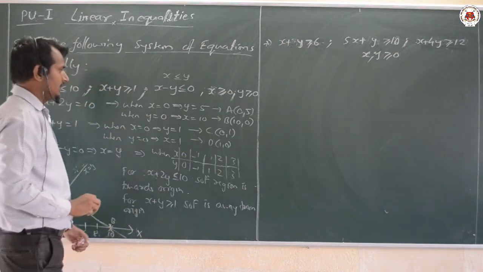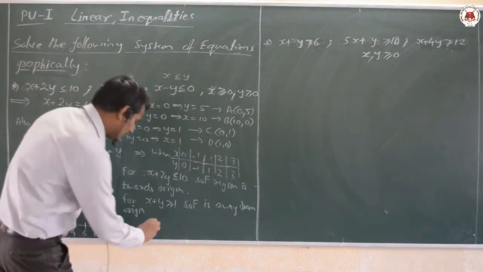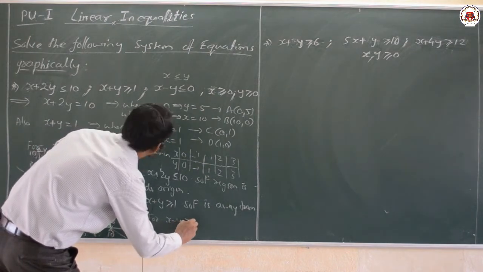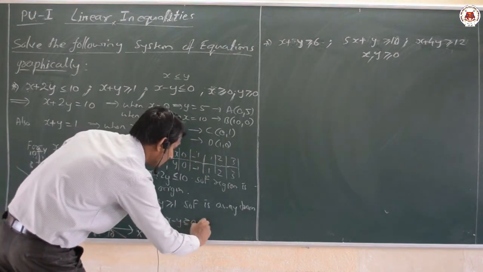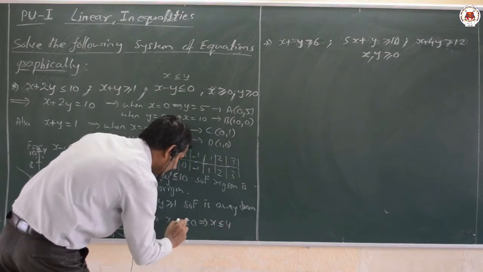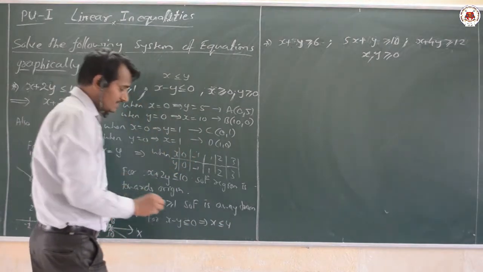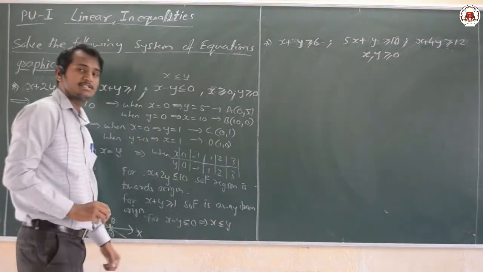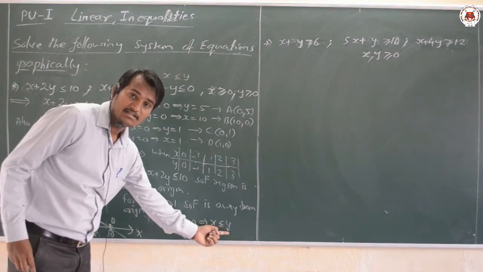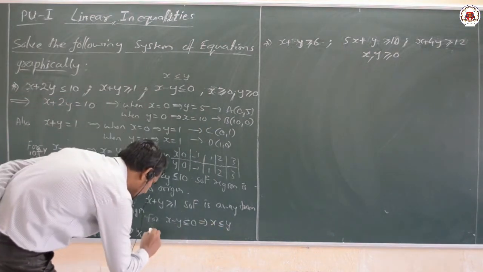Okay, the one thing. Then the last one comes is x minus y. For x minus y less than or equal to 0, that implies x is less than or equal to y. If x is less than or equal to y, what happens here? Here we can observe which is larger? Y is larger. Therefore, the solution is towards the y axis.